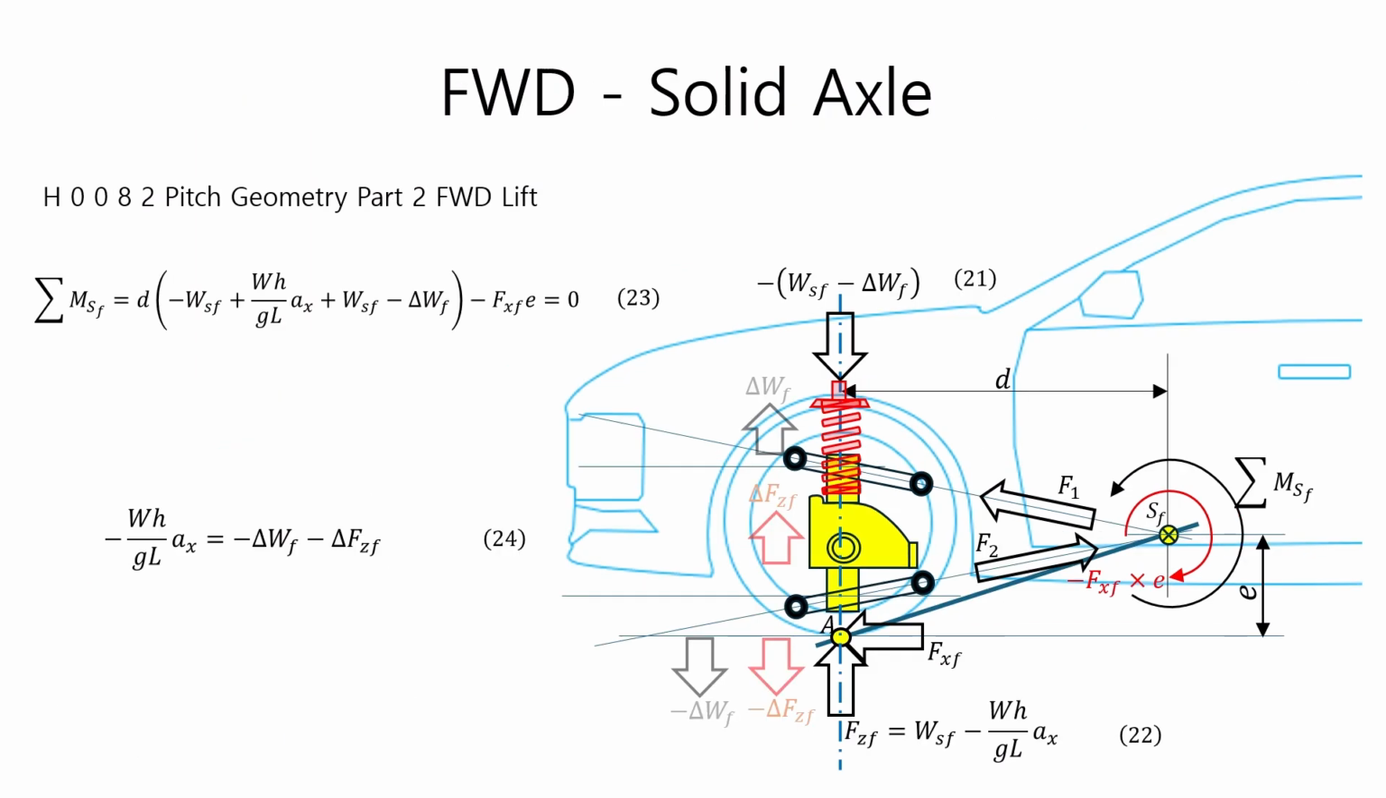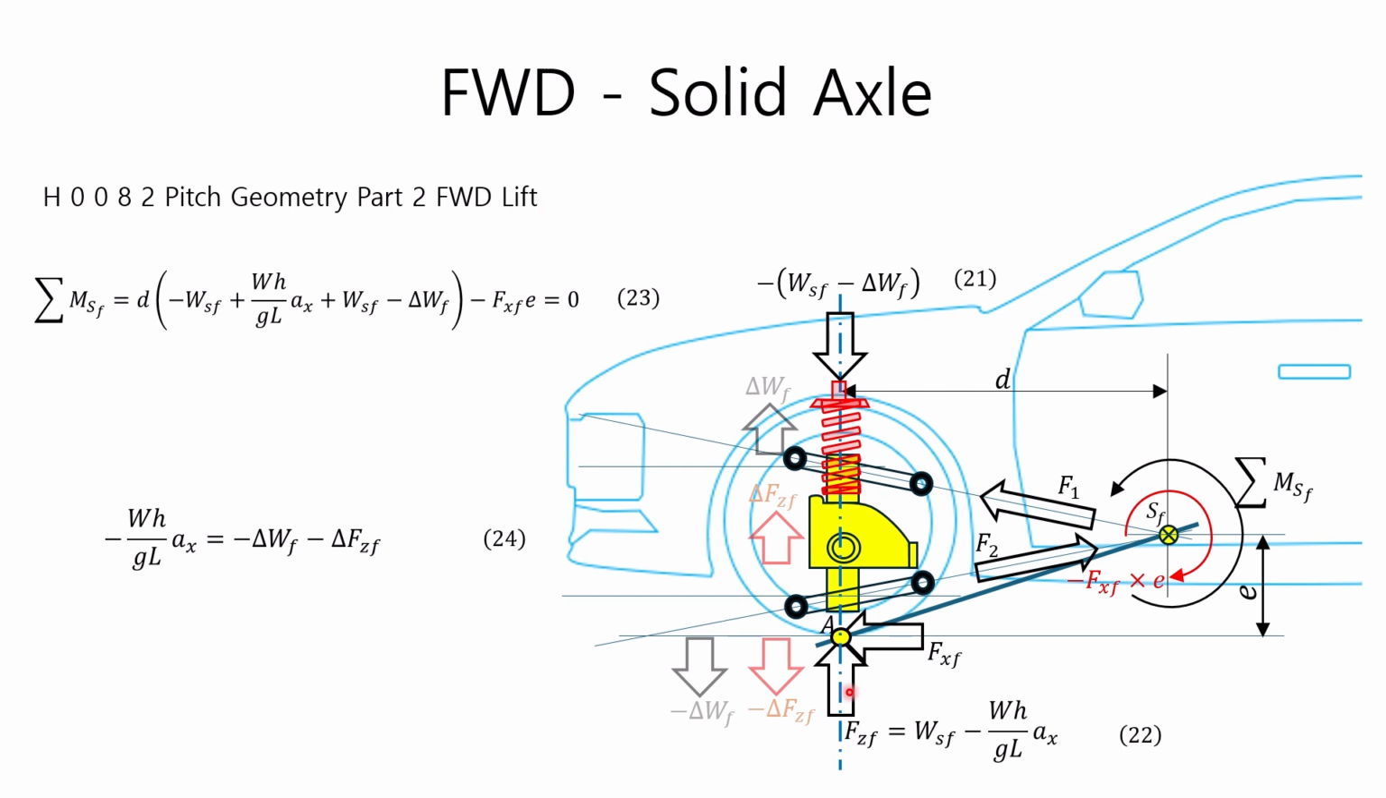To analyze the differences between solid axle suspension and independent suspension, we will first examine the moment, MSF, generated at the virtual reaction point, SF, of a solid axle front-wheel drive vehicle. All physical quantities presented here have been explained in the previous video, E0086, Pitch Geometry Part 2, Front-Wheel Drive Lift.